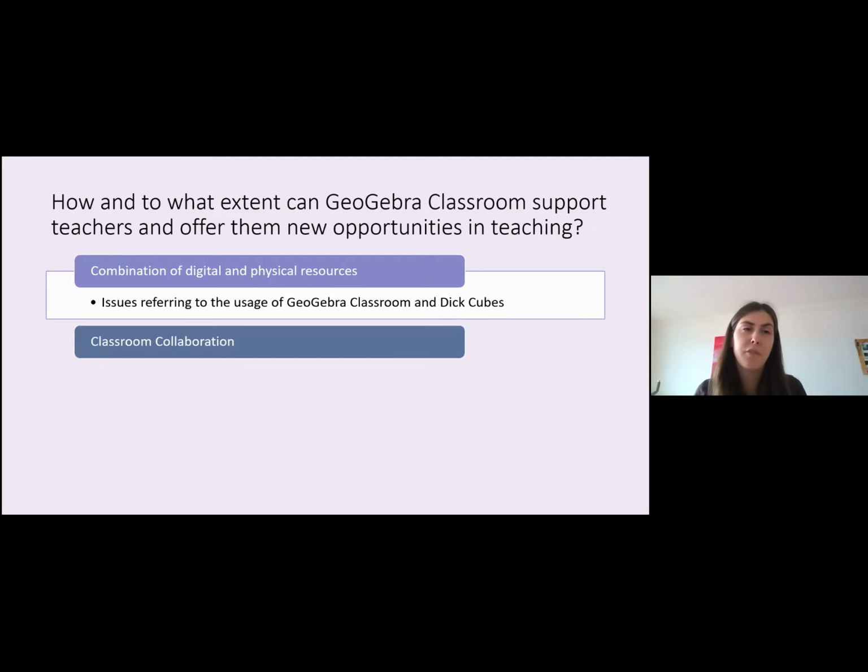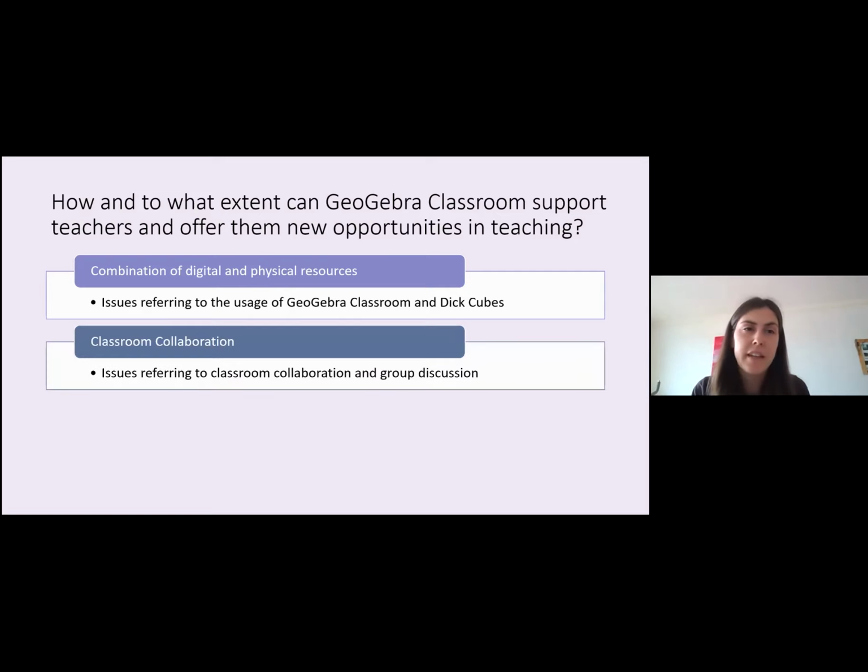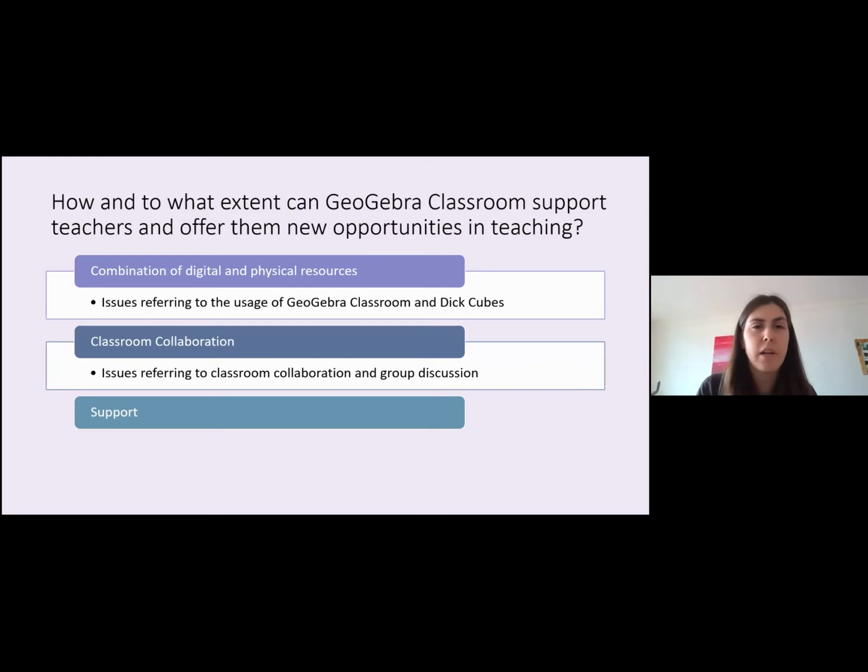The second one, for me, is the most important part, is classroom collaboration. So everything that's within collaboration, group discussion, where students provide the tasks for other students, so where we have a class activity. And the third one, this is what I had a closer look at before, is support. So issues that support the teachers for handing out activities, for collecting students' answers, and presenting answers in classroom.